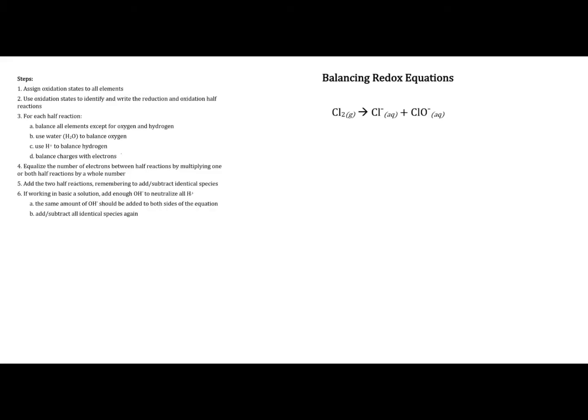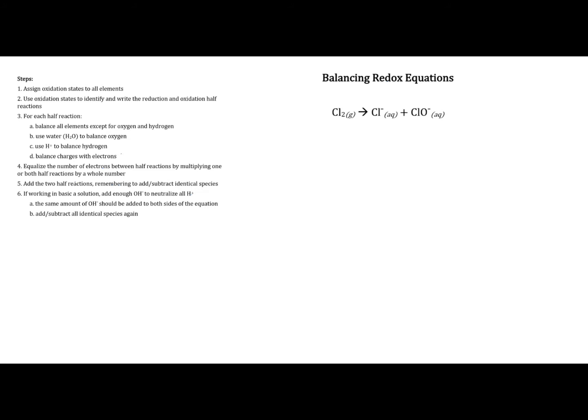So here is our problem on the right-hand side of the screen, and we have our steps on the left-hand side of the screen. Let's just very quickly go through our steps here. The first thing we're going to do is assign oxidation states. Once we have those oxidation states, we can identify our reduction and oxidation half reactions. Once we have our half reactions, we're going to balance everything except for oxygen and hydrogen. Then we're going to use water and acid to balance our oxygen and hydrogen. And finally, we're going to balance our charges with electrons.